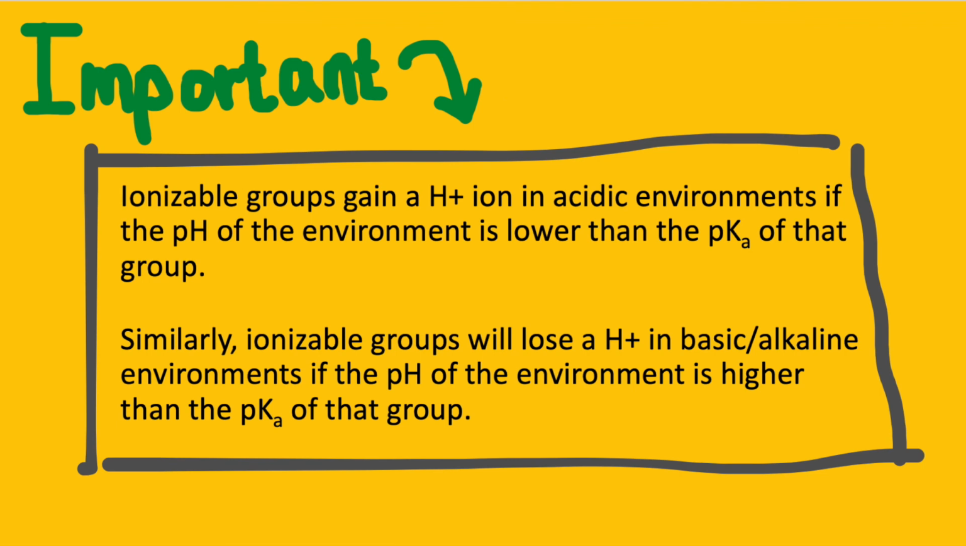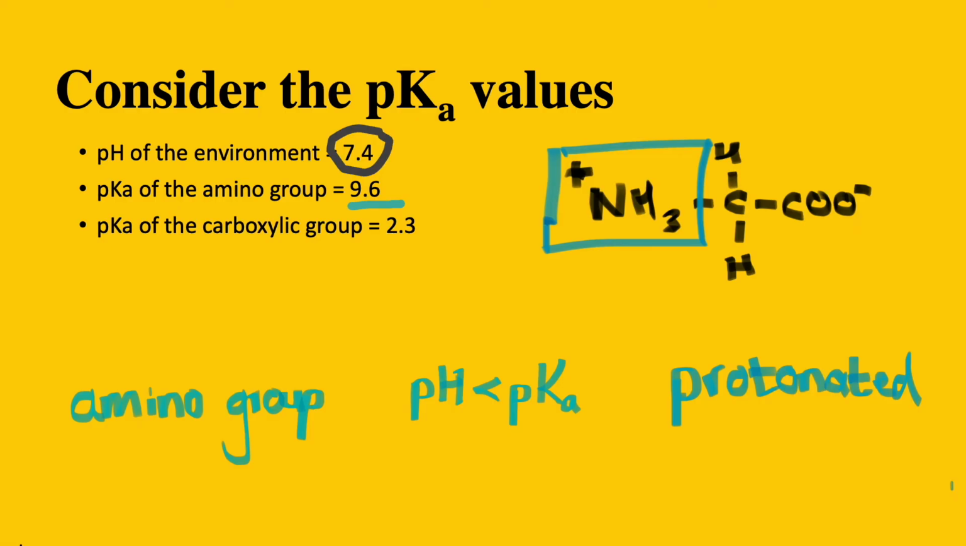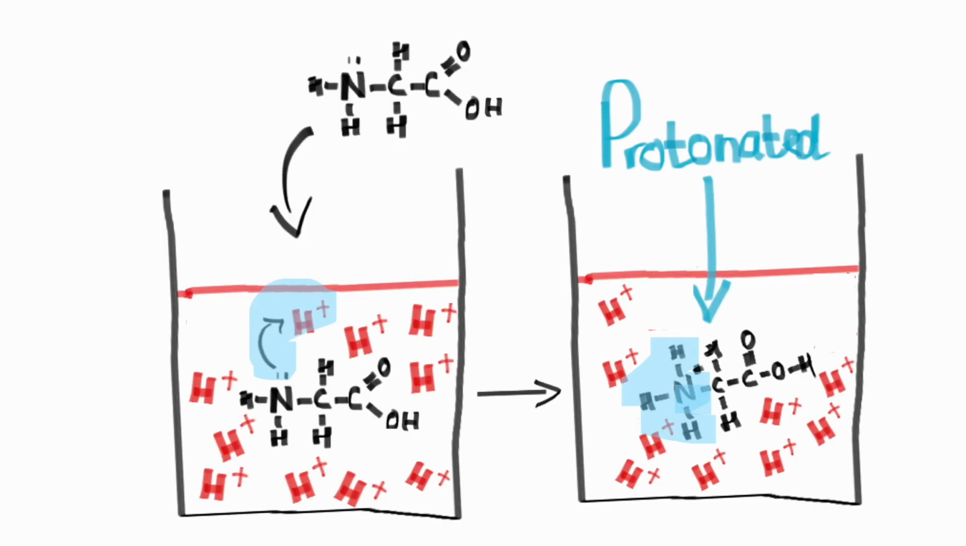Remember, again, ionizable groups gain a proton in acidic environments if the pH of the environment is lower than the pKa of that ionizable group. Similarly, ionizable groups will lose a proton in basic environments if the pH of the environment is higher than the pKa of that ionizable group. In this case, the pH of the environment is much lower than the pKa of the amino group. Therefore, the amino group will be protonated, making it have a charge of +1, much like in the first scenario.